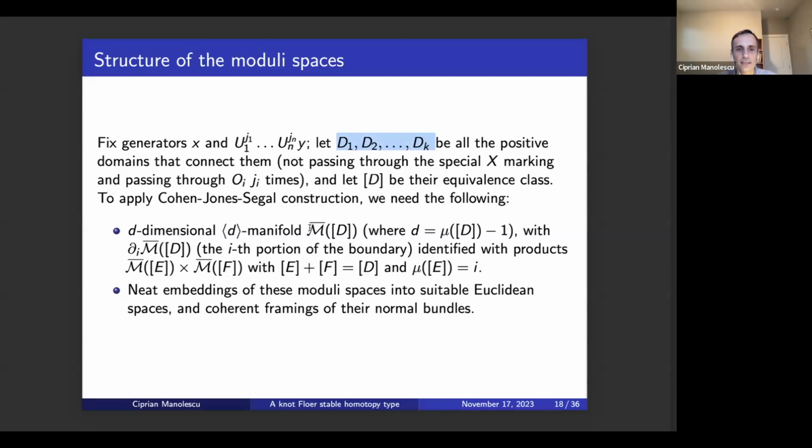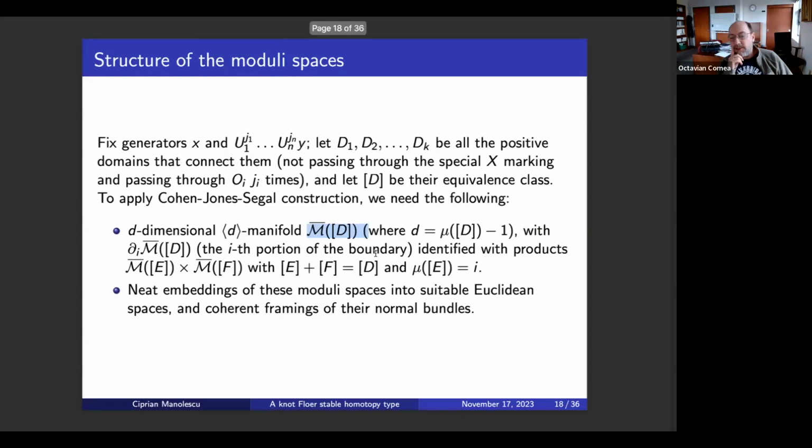And we need to construct this manifold with corners associated to D such that the boundary is given by products of M_E times M_F, where E plus F equals D. So whenever you split the domain into two, you want this to contribute to the boundary of M_D. And we need neat embeddings of these moduli spaces into Euclidean spaces and framings of their normal bundles. If we construct all this, then Cohen-Jones-Segal tell us that immediately we get a spectrum.